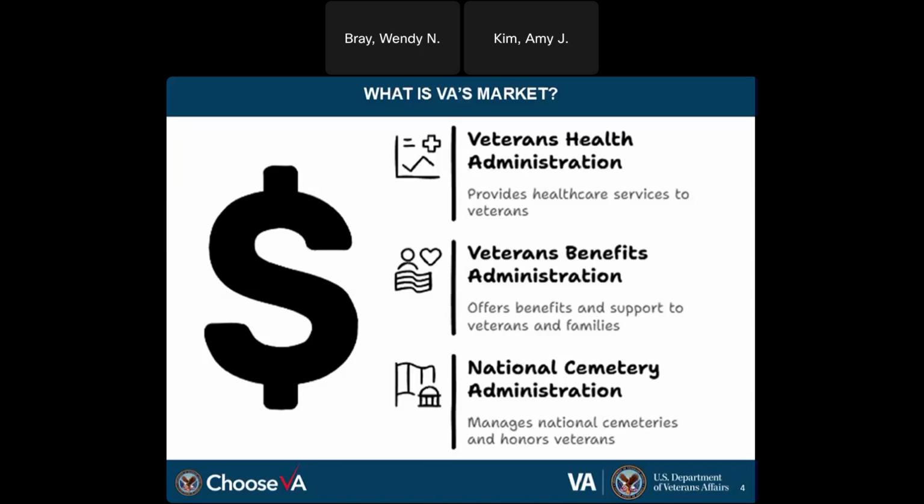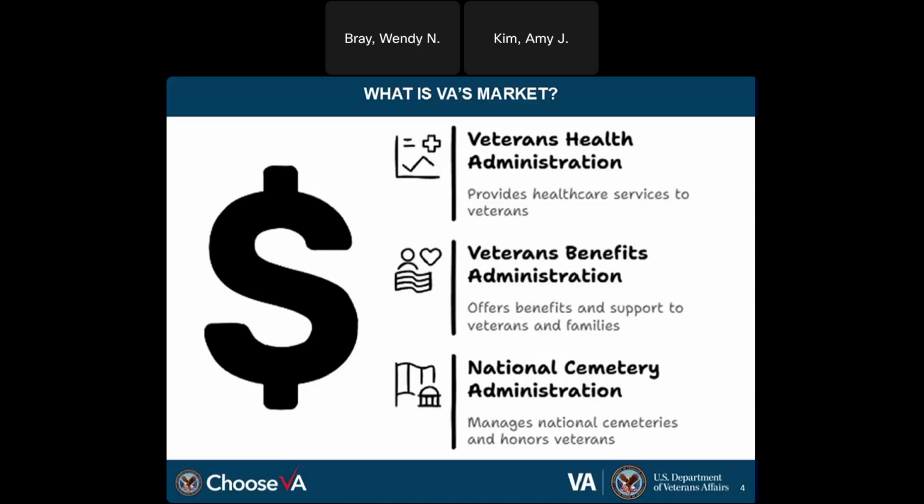So the Veteran Health Administration, the Veterans Benefits Administration, and the National Cemetery Administration are the 3 main business lines of the VA. Each is dedicated to serving veterans in its own unique way. And so for VHA, it provides a comprehensive healthcare service to veterans, which focuses on quality medical care, mental health support, and rehabilitation services. And that's just to name a few as I'm going through today.